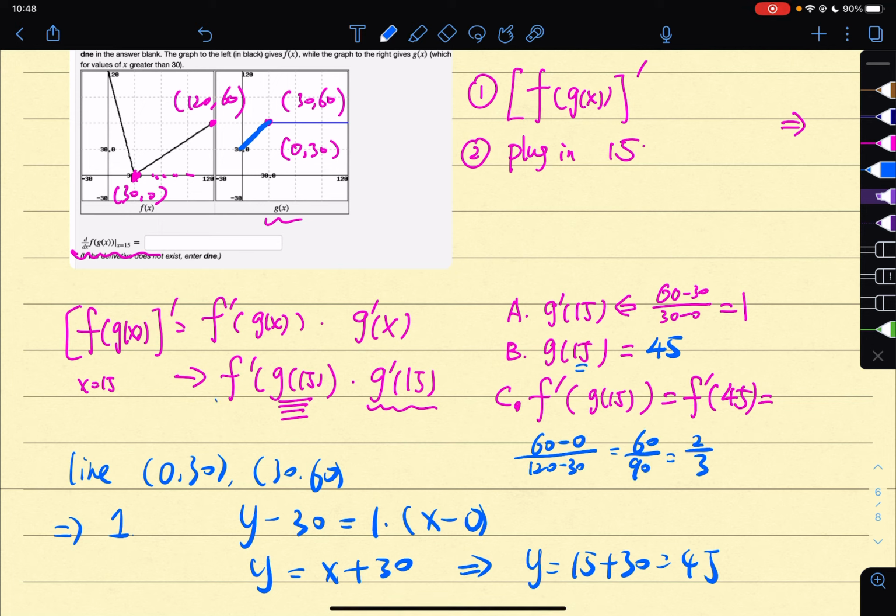You found the second part to be 1. So multiply them together, you have your final answer, which is 2/3 times 1, which is 2/3.